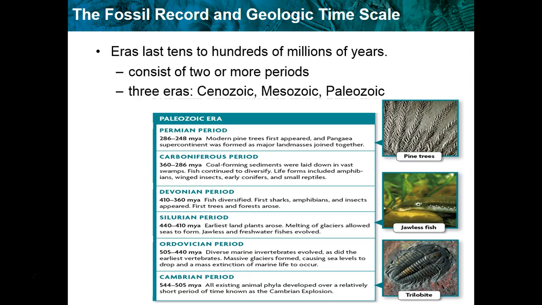And then finally we have the Paleozoic era, which contained the Permian period, Carboniferous period, Devonian period, Silurian period, Ordovician period, and Cambrian period. And here you can see some of the types of organisms that existed in each period. And the MYA here means million years ago. So based on what you know, try and figure out what era and period humans now exist in.